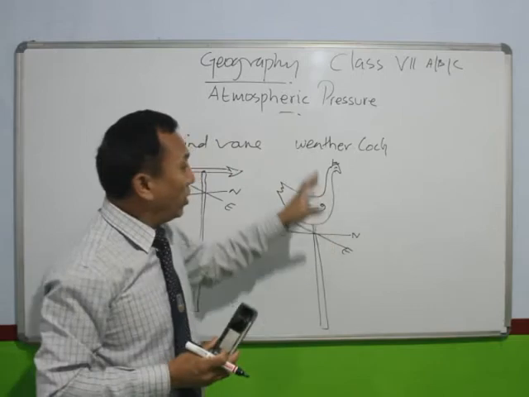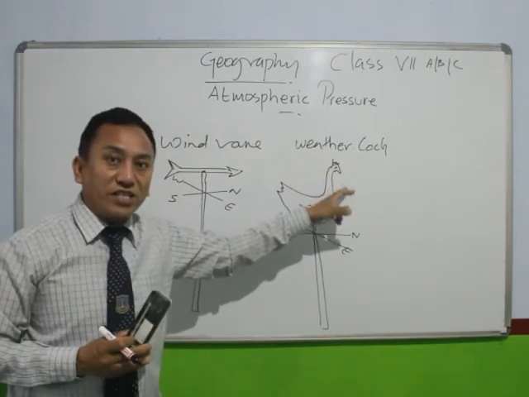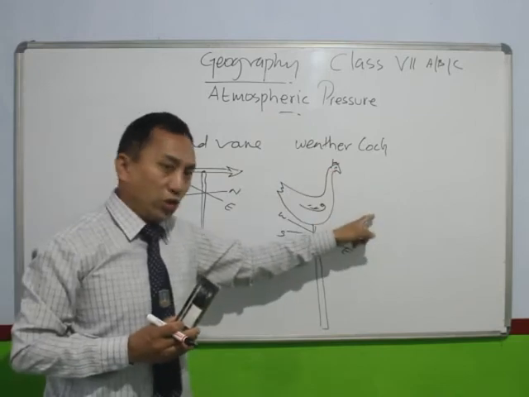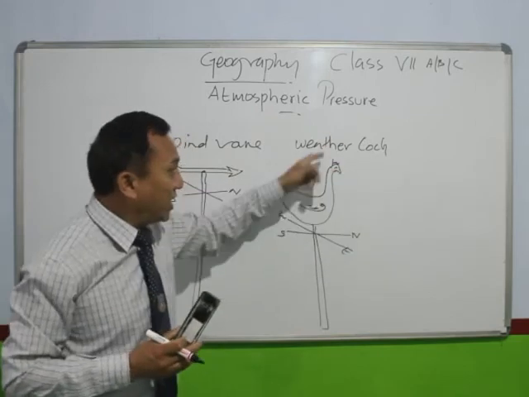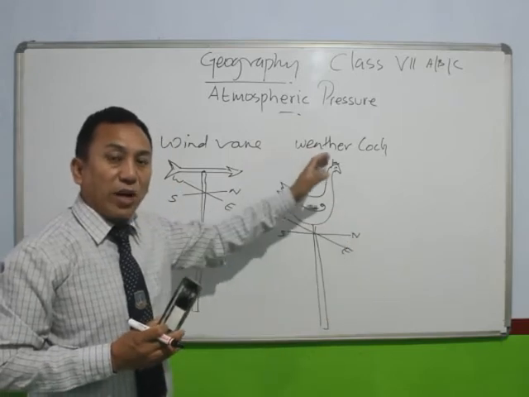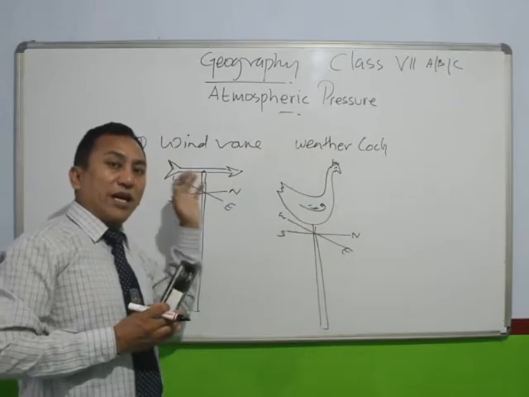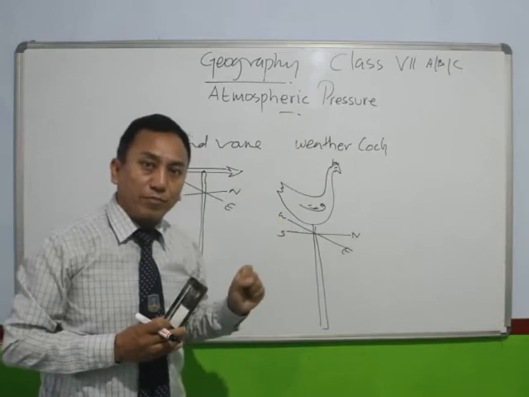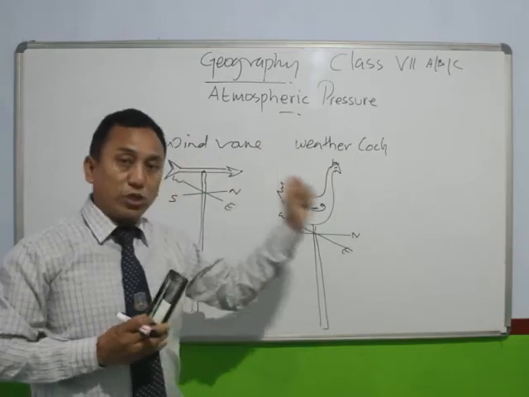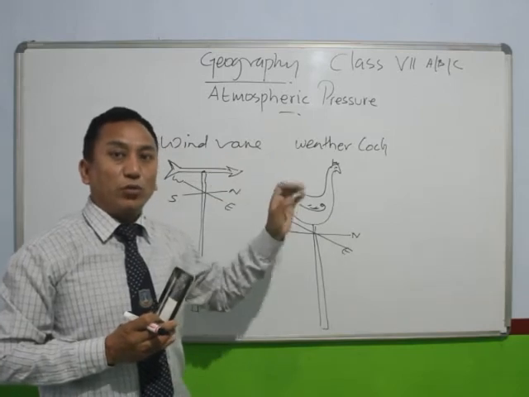So therefore, if you look at the head of the cock where it's facing, it is from there that the wind is blowing. If the head is facing towards north, the wind is blowing from the northern side. If the head is facing towards east, the wind is blowing from the eastern side. If the head is facing towards the south, it is from the southern side that the wind is blowing. So this is another instrument which shows us the direction from where the wind is blowing.